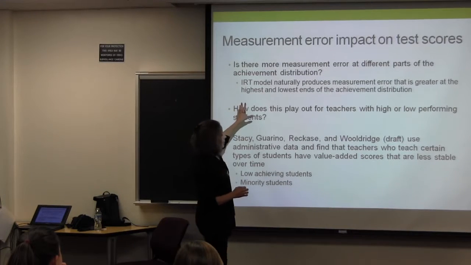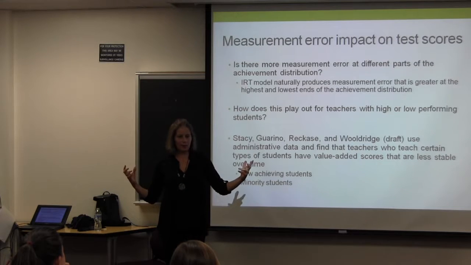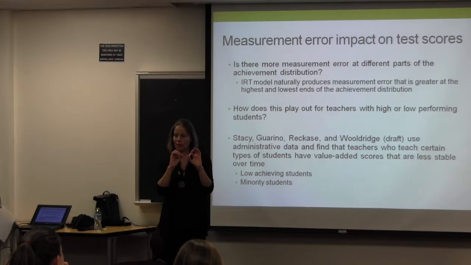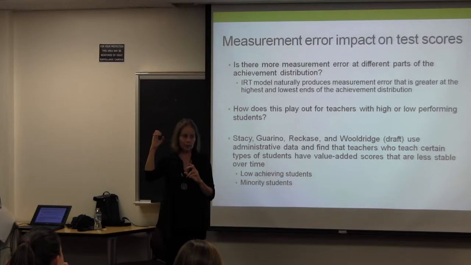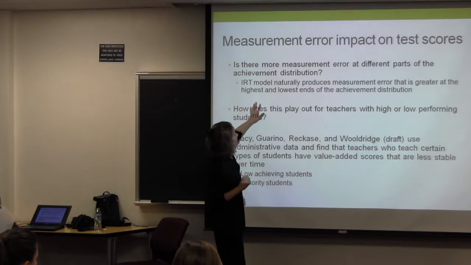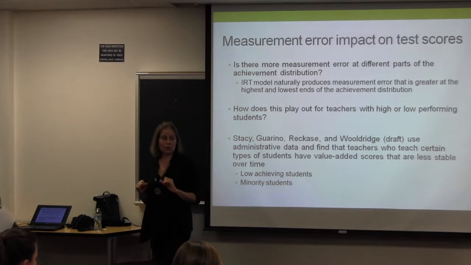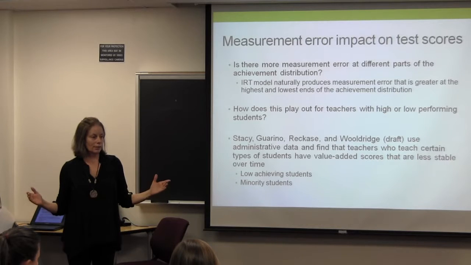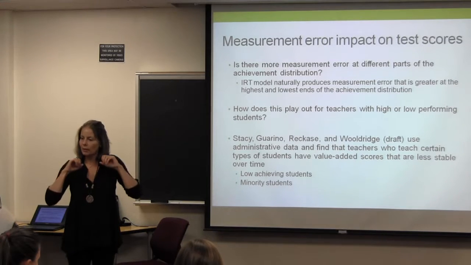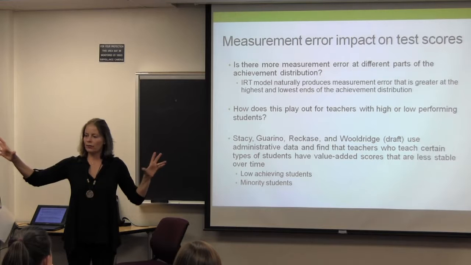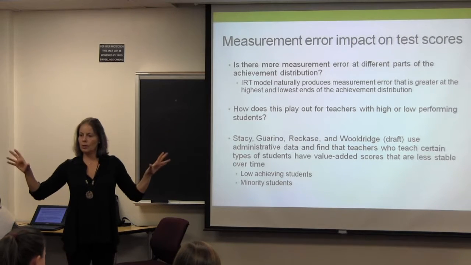The IRT model is, you give kids a set of items, and you grade, do they get it right or wrong? And then you feed all of that into this kind of logistic model, and that will estimate a child's true achievement, this achievement parameter. Now, it naturally produces measurement error that's greater at the highest and lowest ends of the achievement distribution. That makes sense because for kids in the middle, the tests are probably pretty good, there are probably a lot of items targeted at average. There just may not be enough to differentiate kids at the ends of the spectrum too easily.